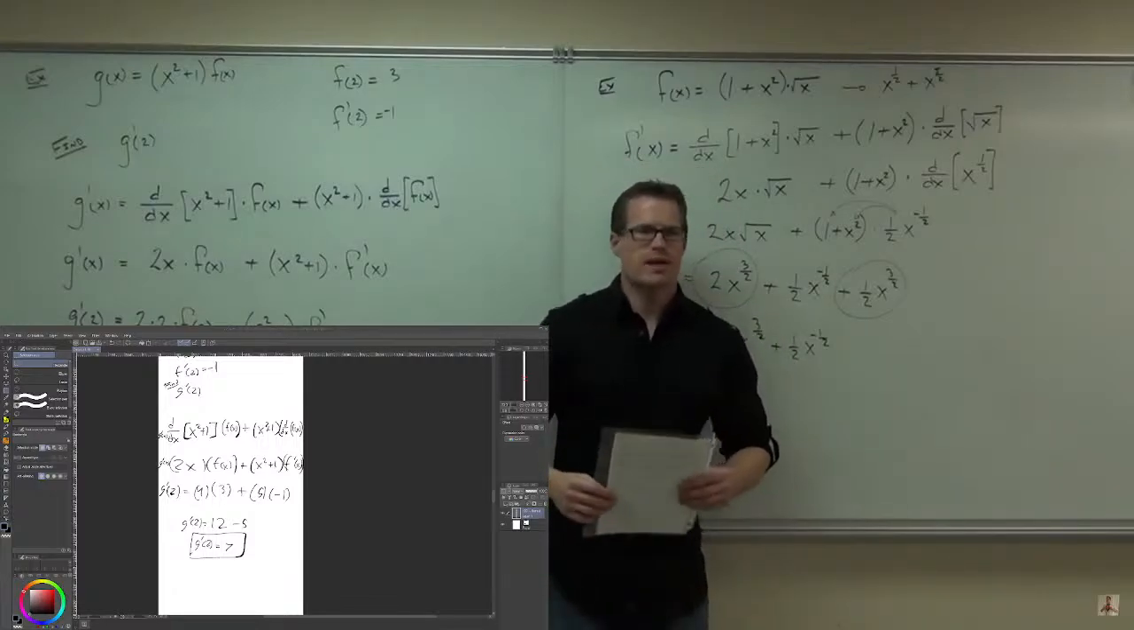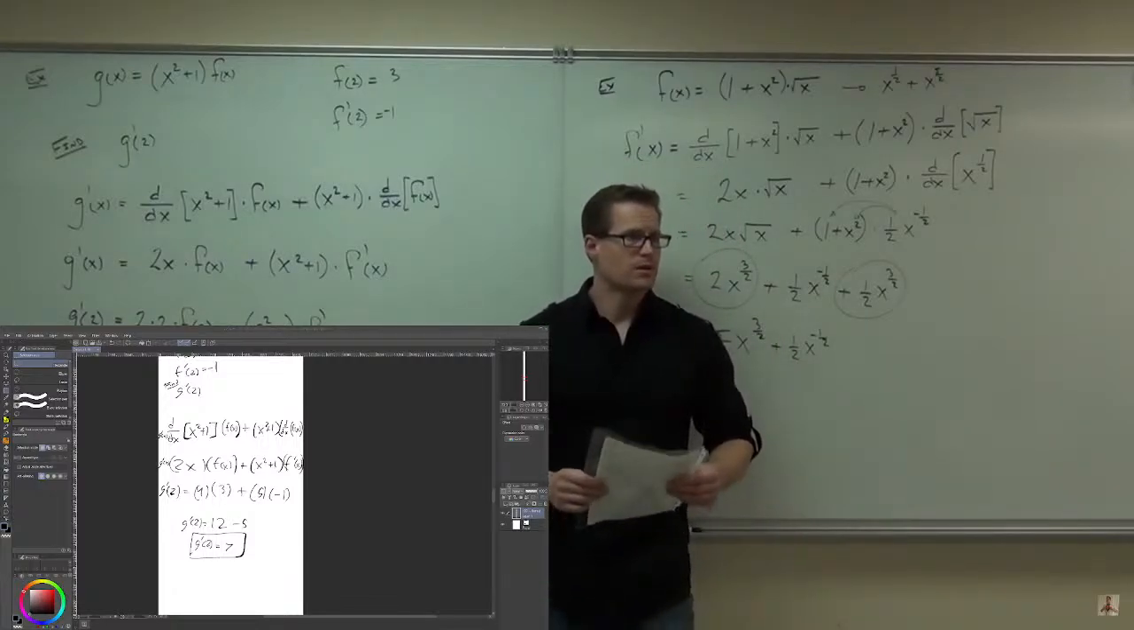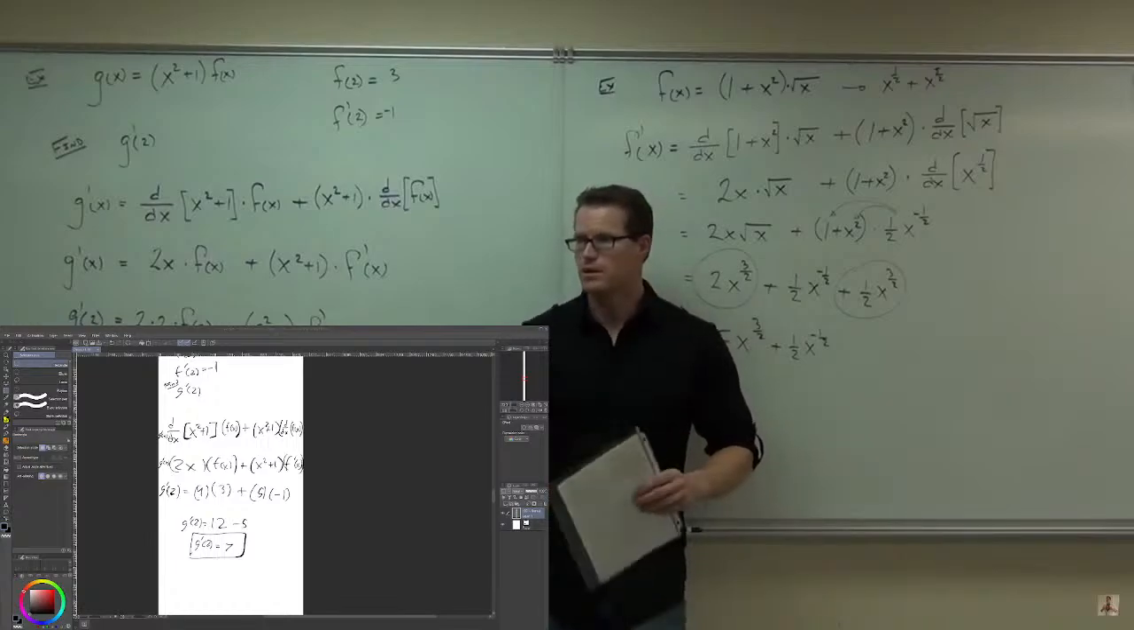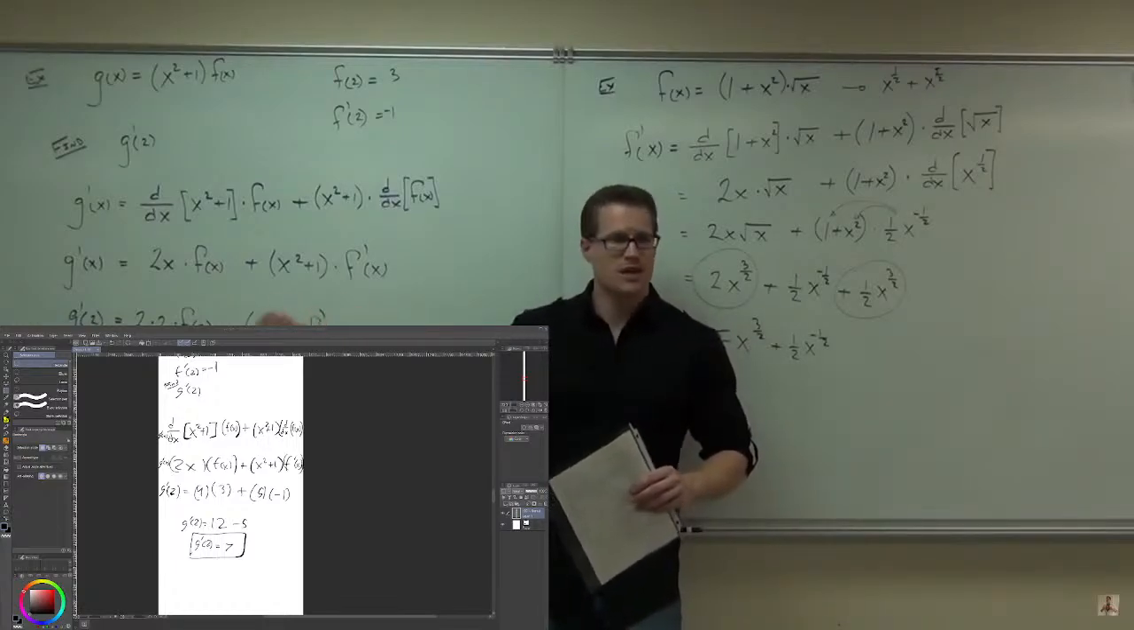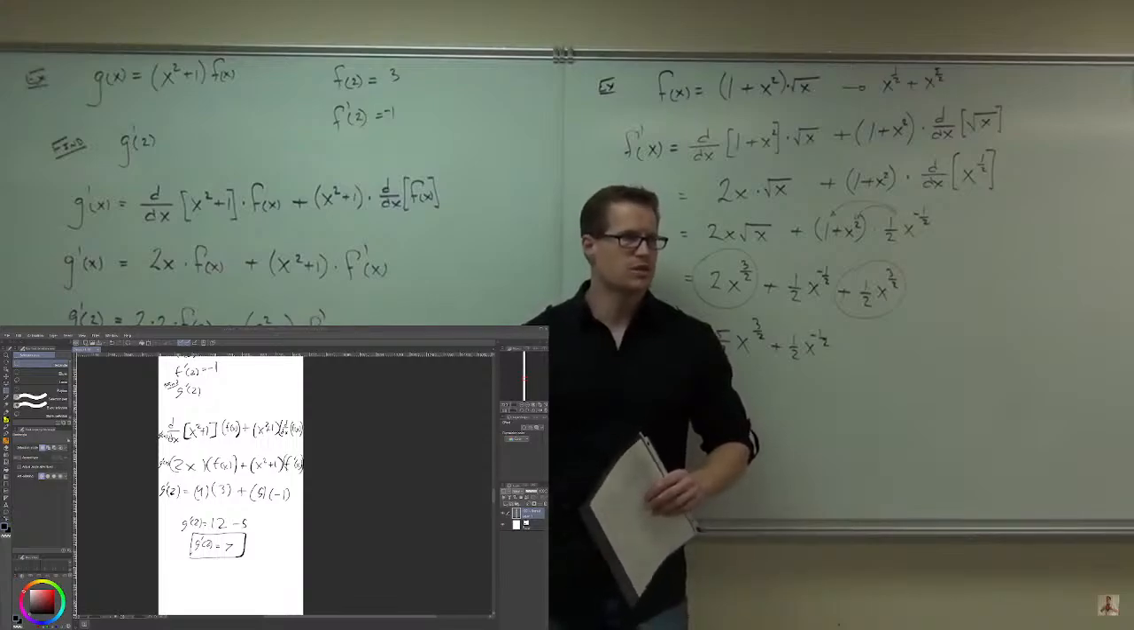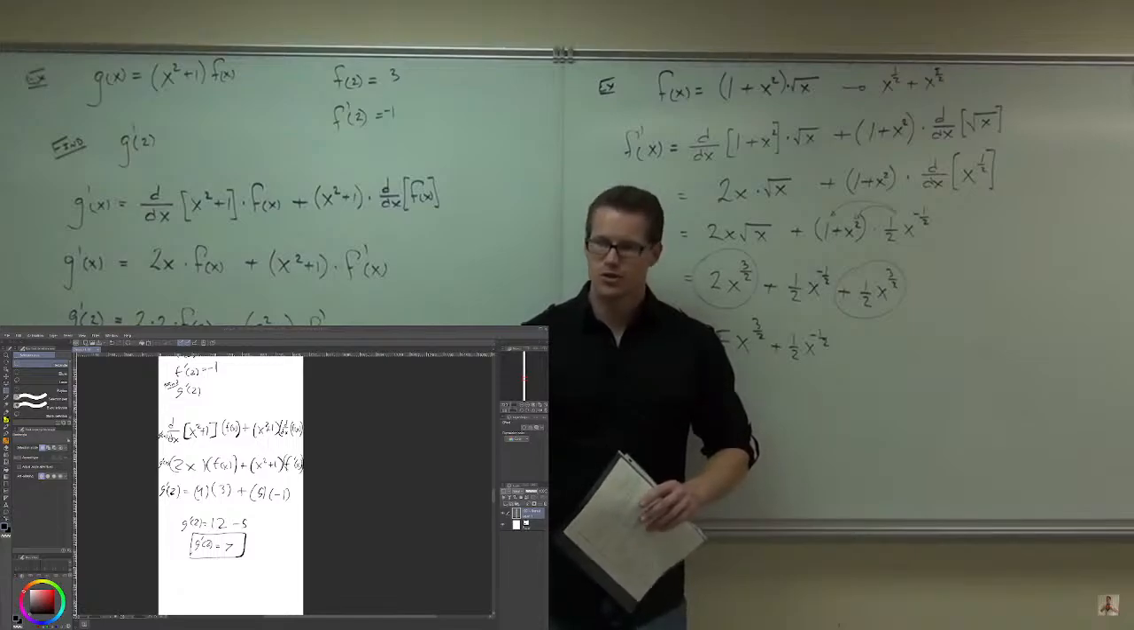Hey, ladies and gentlemen, are you okay with the product rule? In general, it's really not that hard of a rule. If you have this down, that's it. It lets you break up a problem without doing distribution so that you can do it piece by piece, and that's the idea. Now we're going to look at the quotient rule.